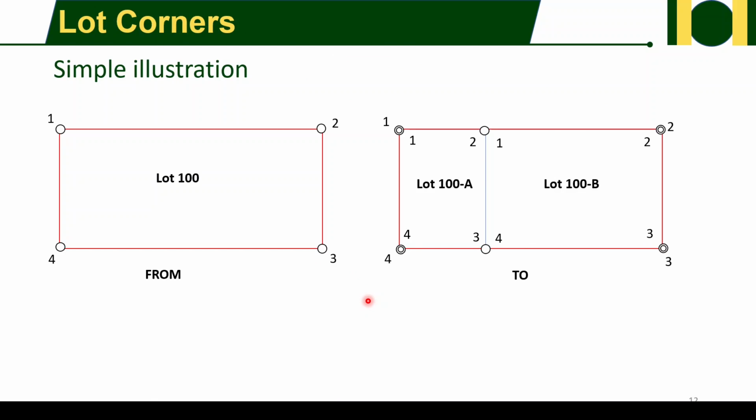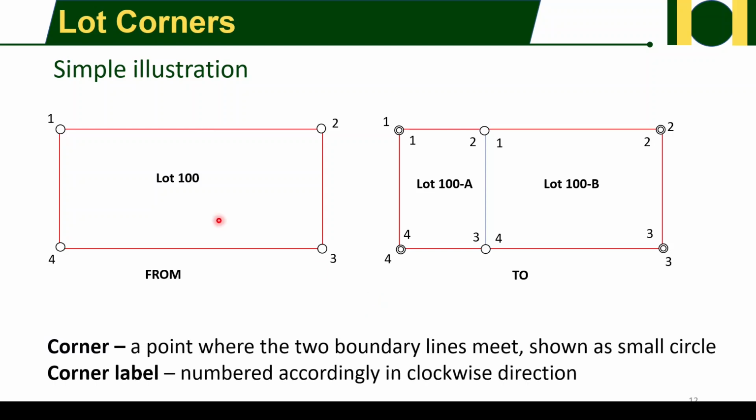Next, I would like to emphasize the lot corners. Lot corners are basically the vertices of the lot boundary, or the vertices of the polygon. For example, this rectangular lot has 4 corners. To represent those corners, you have to draw a circle.